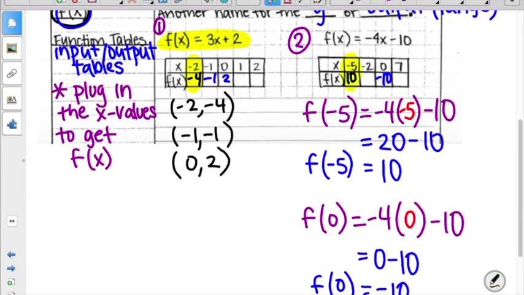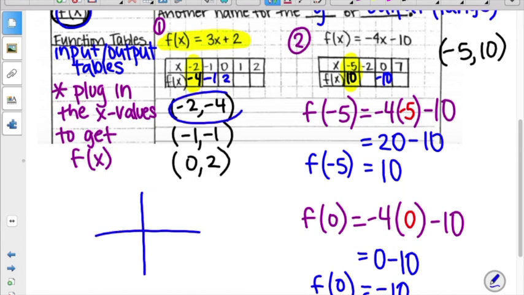So once you have your function table, you can easily graph it. Remember how to graph an ordered pair. You move left to right first, and then up and down. So this ordered pair right here, -2, -4, left to right first. So the first number, -2, we're going to go left or right. Since it's negative, we go left 2 spaces. And our second number is -4. Since it's negative, we go down 4 spaces. So -2, -4 would be right here.